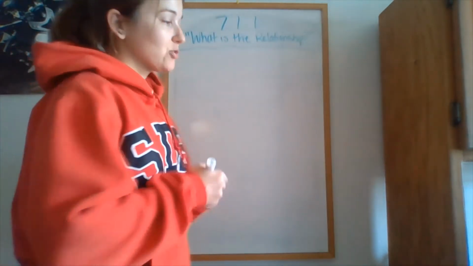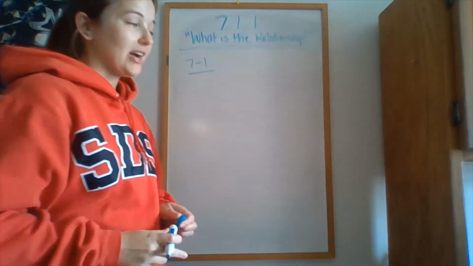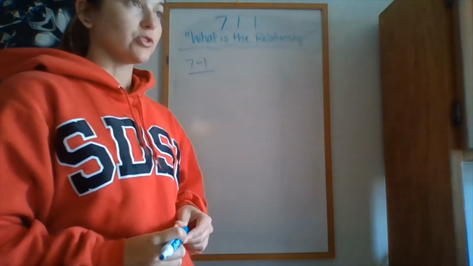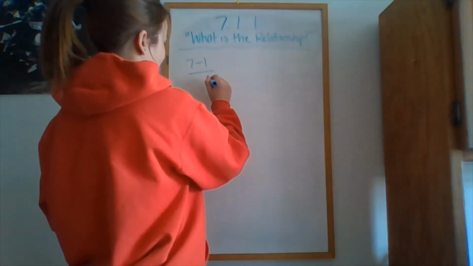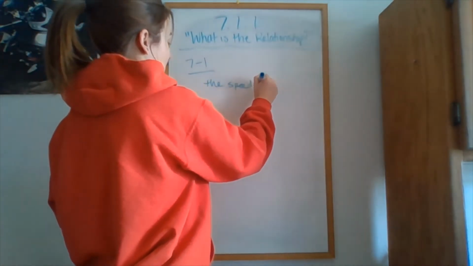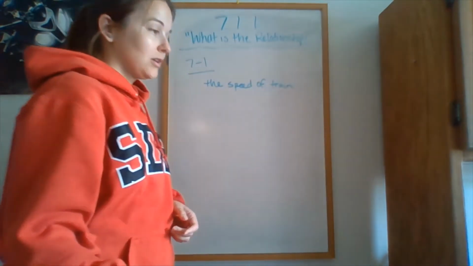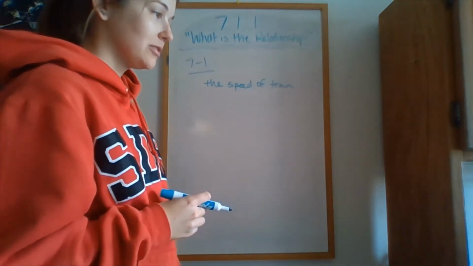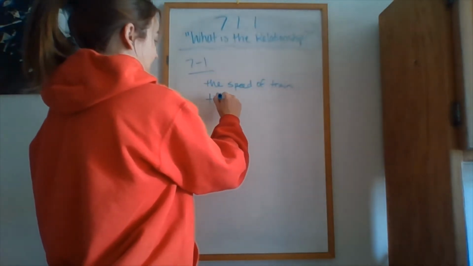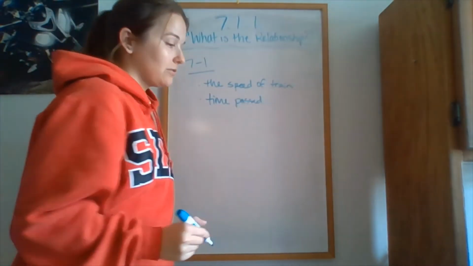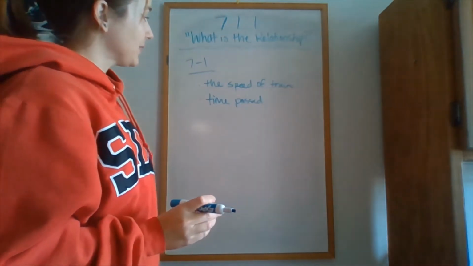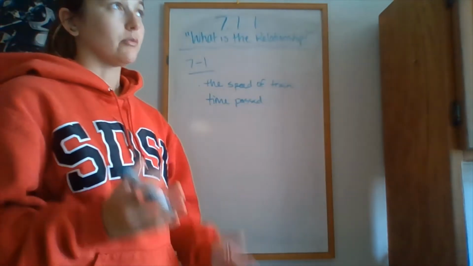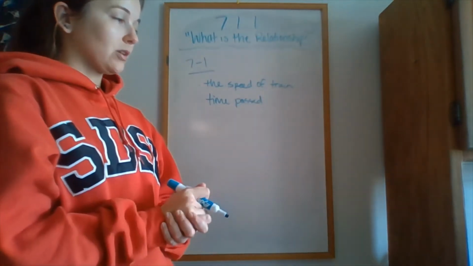So this is 7-1. The information that I thought of was, if he knew how fast the train was going, so if he knew the speed of the train, and he knew the amount of time that passed, say like half hour passed, you could figure out the distance that she traveled, because the speed and the time passed relate to each other. So that's what I figured out.